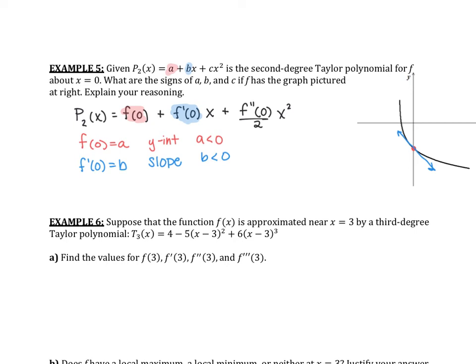And then if we look at my third coefficient, it would need to be c. And so what I know is that f double prime of 0 over 2 would need to equal c, which means f double prime of 0 equals 2c. Well, we're talking about the concavity when we look at this second derivative. And we know this graph is concave up, and therefore c would have to be greater than 0. So these are my signs of a, b, and c.